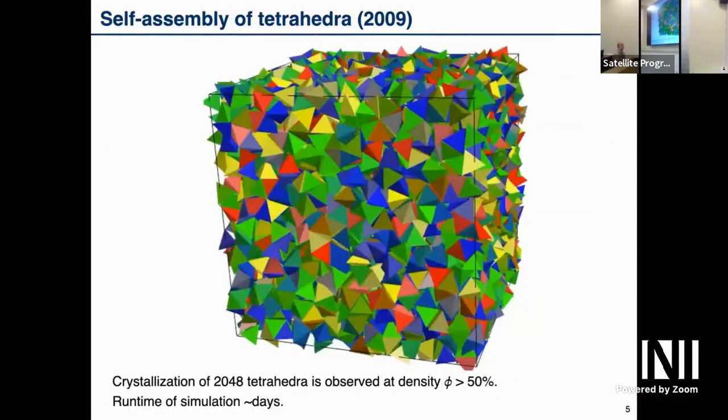And we ran simulations. Again, this is a movie from 2009. So we put a lot of these tetrahedra in the box, in this case 2048 tetrahedra. And then essentially you imagine you have this box of tetrahedra and you shake it like crazy. That's what the computer does. And you just wait long enough.